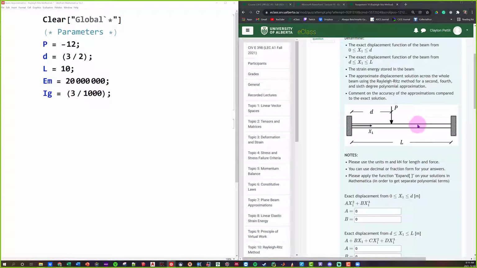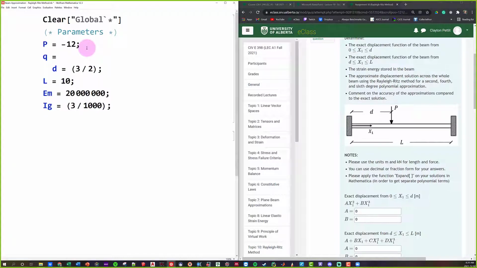Another thing that I'm going to define really quick, just for completeness, I think would be the best word, is what is our distributed load acting on this beam? What do you guys think in the chat? What would my Q be equal to? If I were to define Q, our distributed load, what would I put it as? 0, exactly. There's no distributed load.